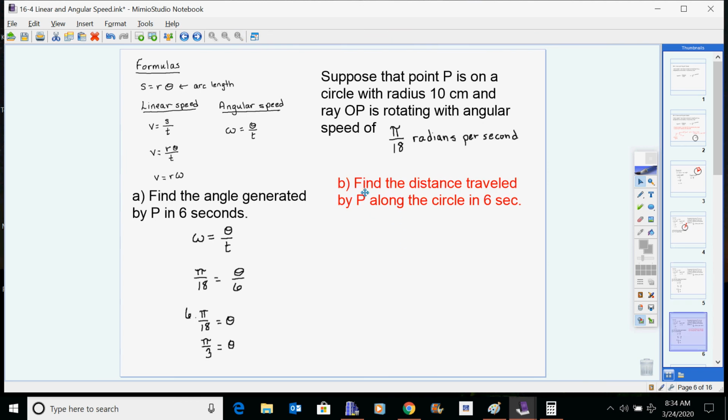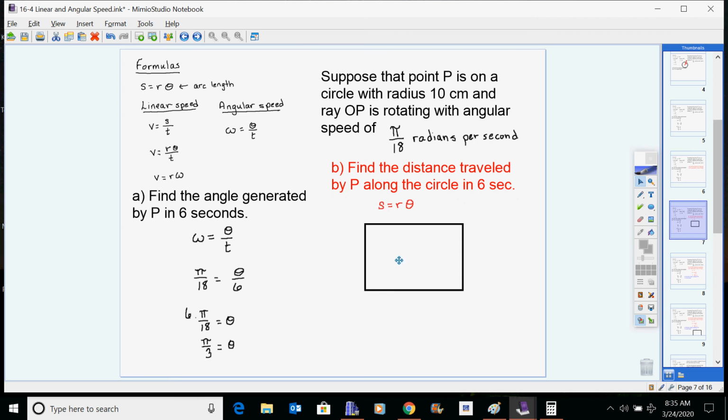All right, another thing we can find is the distance traveled by P along the circle. As the circle is going round and round, you've got that arc length. In other words, you're moving along the circle and you want to find how far it goes. So here is our theta, the angle that it turned through, but we need to multiply it times our radius in order to find out the distance that it went.